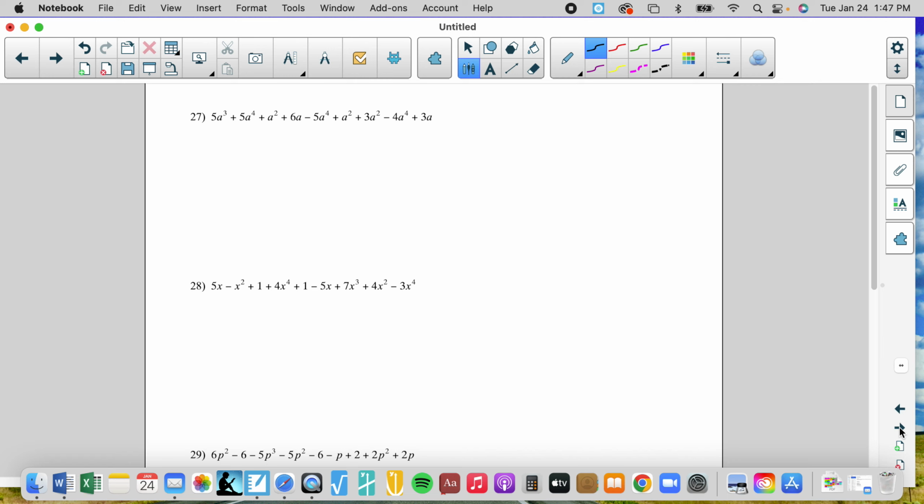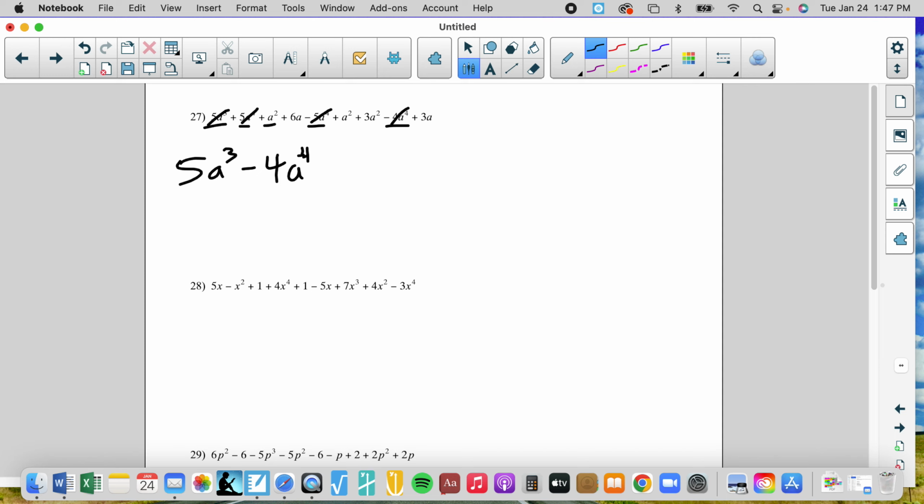All right, we have 5a to the third, and I'm looking for another a to the third. So I don't see one, so I'm going to write 5a to the third. That term's done. Next one, 5a to the fourth. So I'm looking for a to the fourth, a to the fourth. And so we have +5, -5, and -4. And I'm going to cancel them out. So I'm not going to redo them.